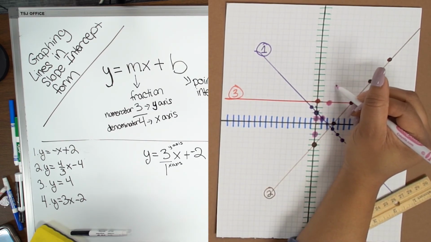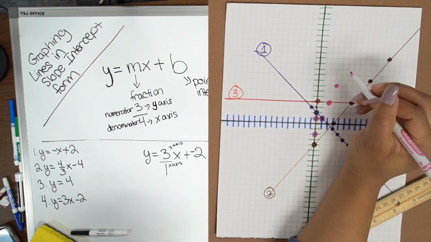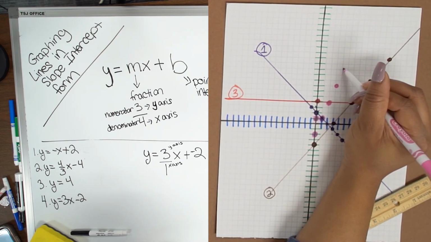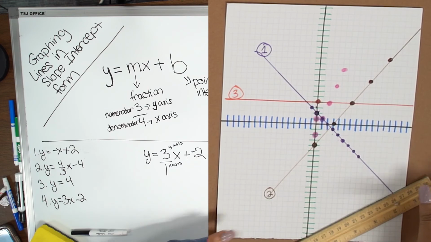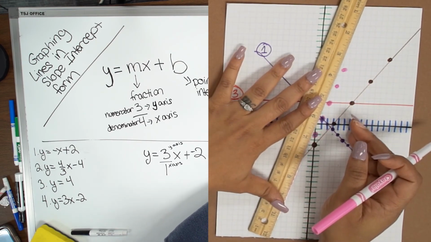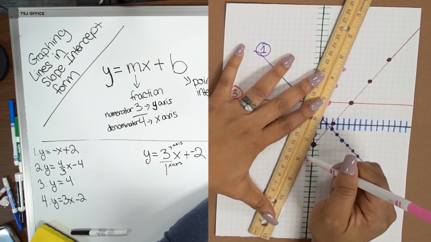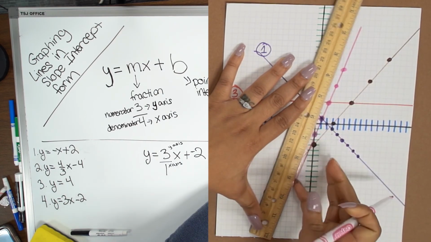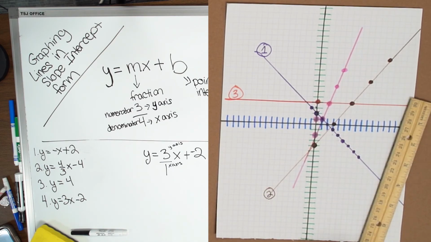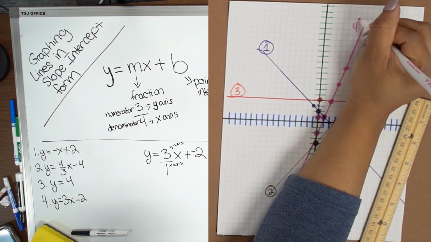1, 2, 3, over 1. 1, 2, 3, over 1. All right, that should be enough. There we are. There is our line for number 4.